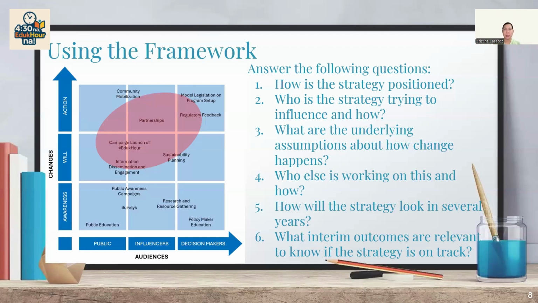Next question is, how will the strategy look in several years? So it is important in planning, especially on budget and resources, as an ACSM may involve several implementation phases and milestones to consider. And lastly, what interim outcomes are relevant to know if the strategy is on track? So interim outcomes signal important progress to be achieved along the way, and capturing them helps to check whether the program is on track or where adjustments are needed.